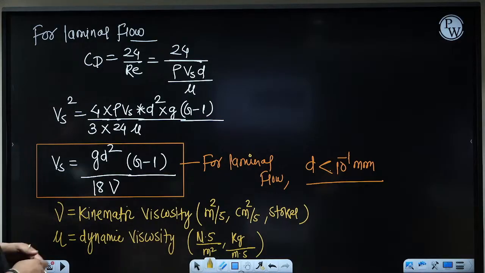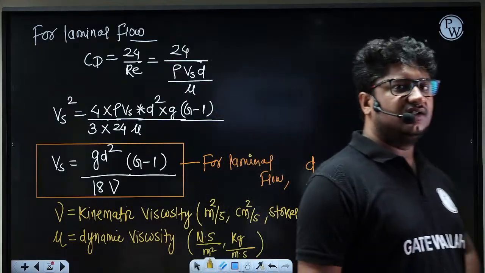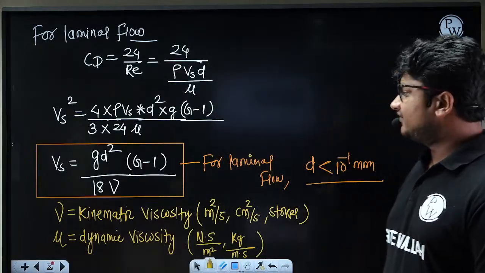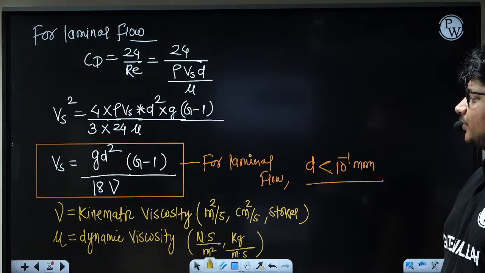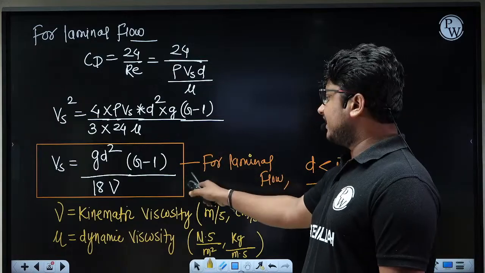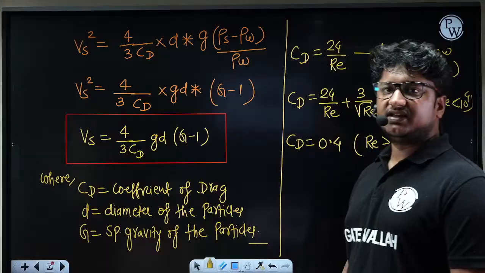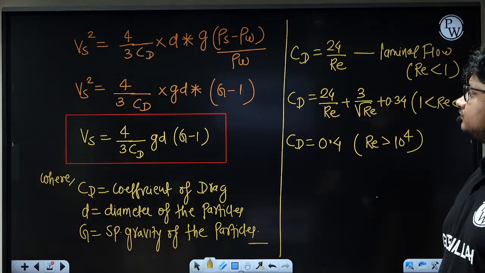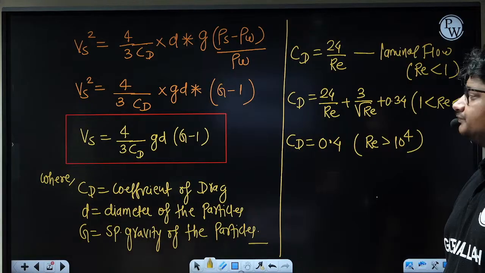So this is the ultimate formula that we use for discrete flow. Wherever discrete flow is there, we'll use the Stokes law formula, Vs equal to g d square upon 18 nu (G minus 1). This is specially for laminar flow. The general formula is this one. Clear to all of you?